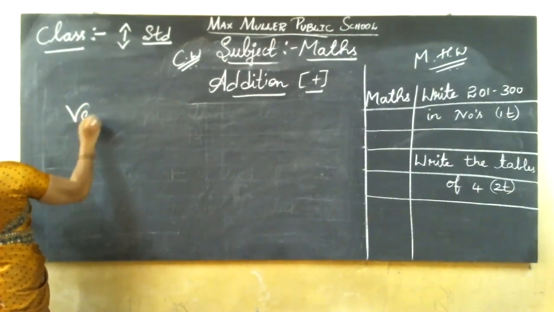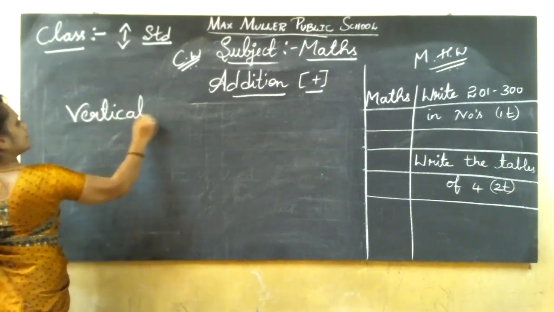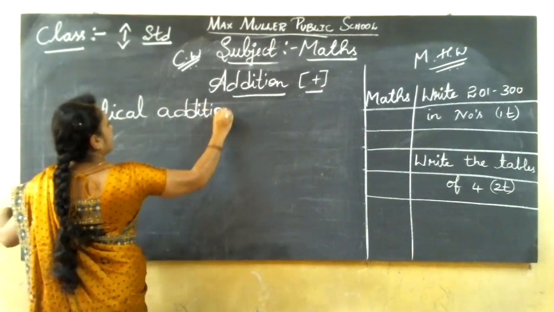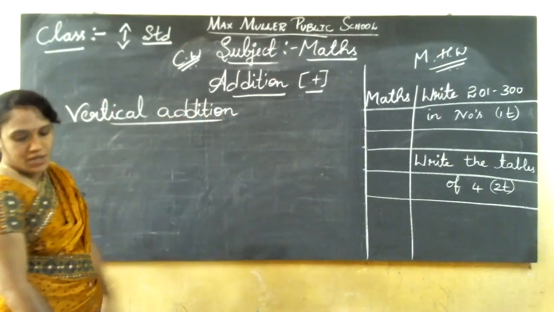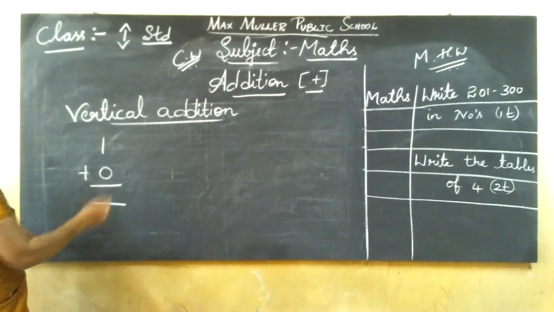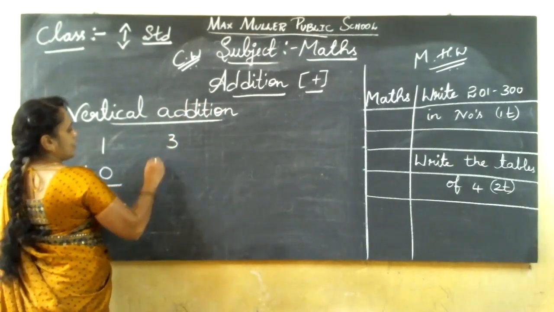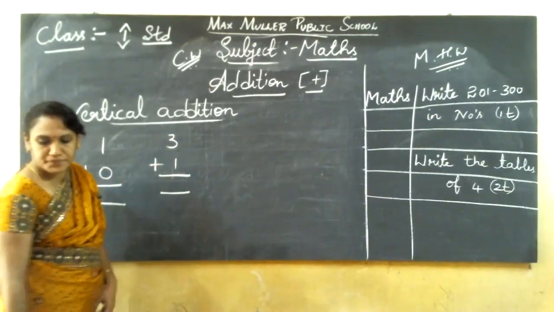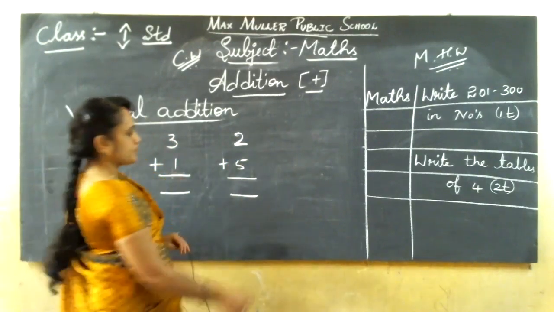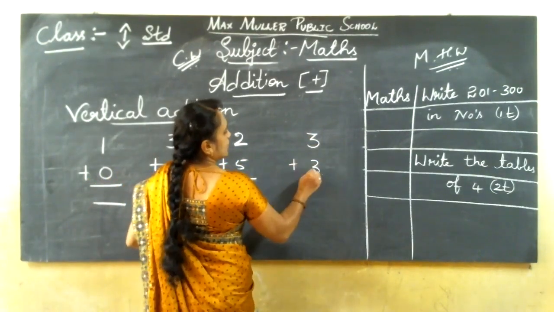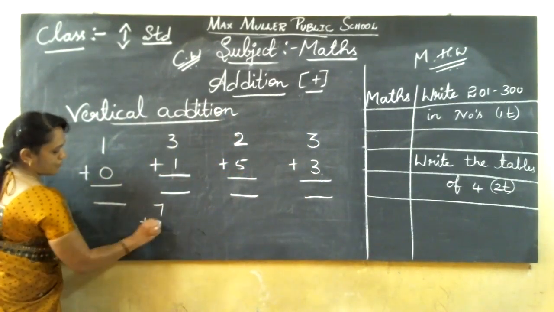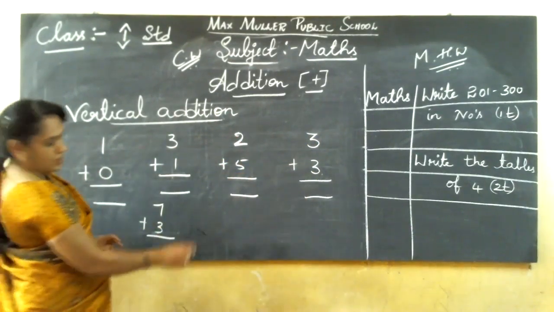Start in the next line. What is this heading? Vertical addition. This is vertical addition. How to do? 1 plus 0. Then any number we can get. 3 plus 1. 2 plus 5. 3 plus 3. 7 plus 3. Then how to do?